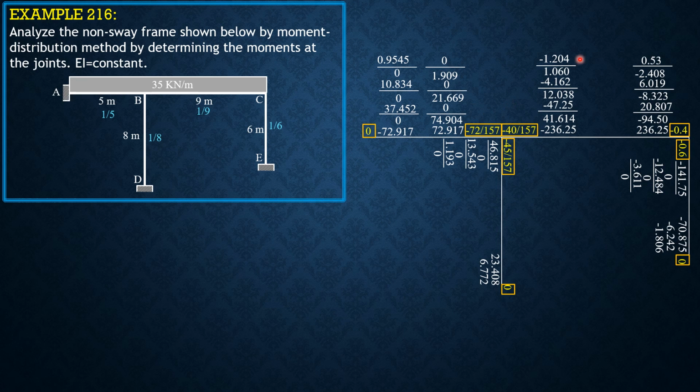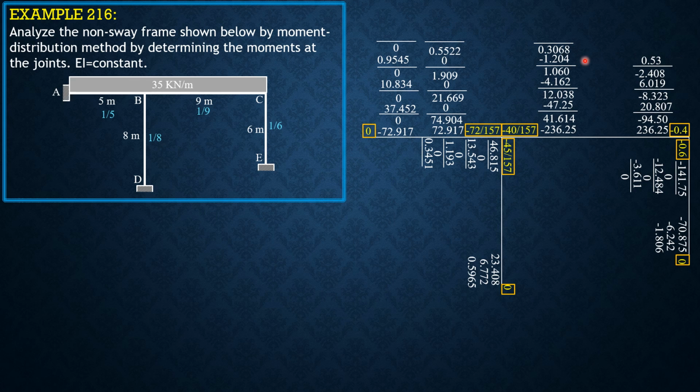Then negative 1.204 times negative 72 over 157, 0.5522, lock. Replace negative 72 by negative 40, put the value here, 0.3068, lock. Replace negative 40 by negative 45, put the value here, 0.3451, lock. 0.53 times negative 0.4, negative 0.212, lock. 0.53 times negative 0.6, put the value here, negative 0.318, lock. Then the rest 0. Carry over, half of 0 is 0, half of 0.5522 is 0.2761.